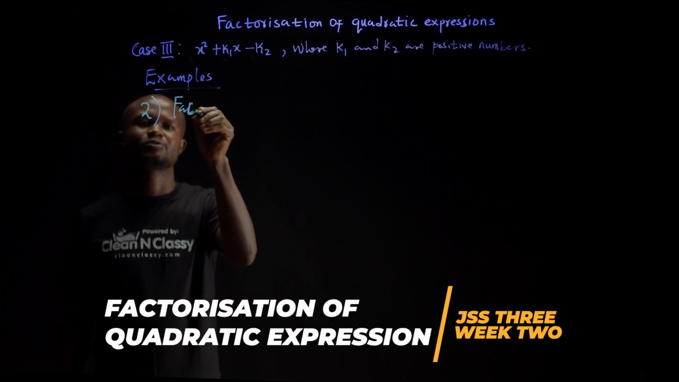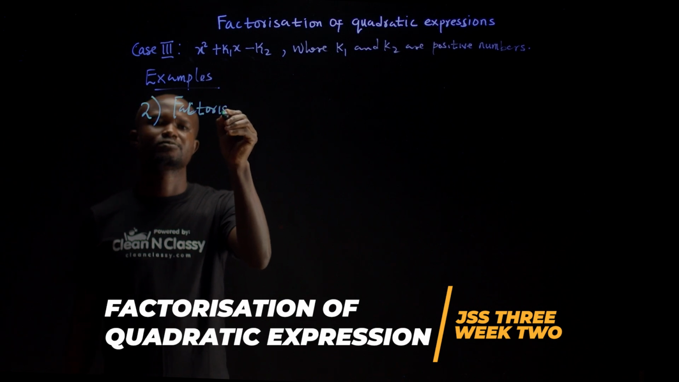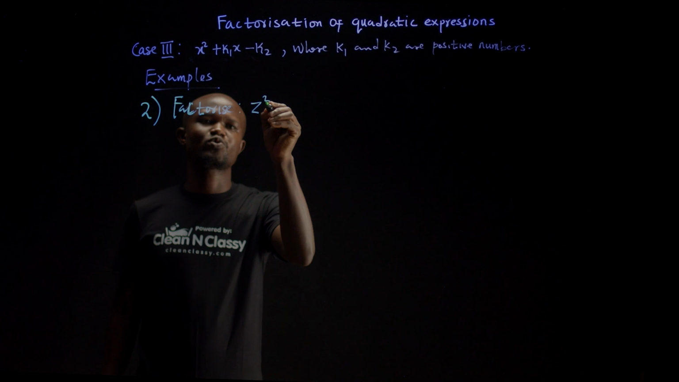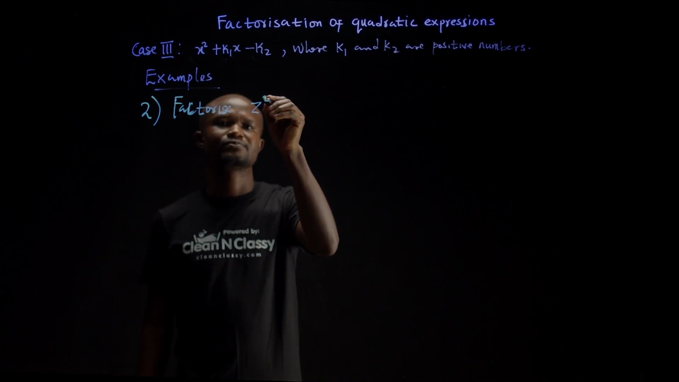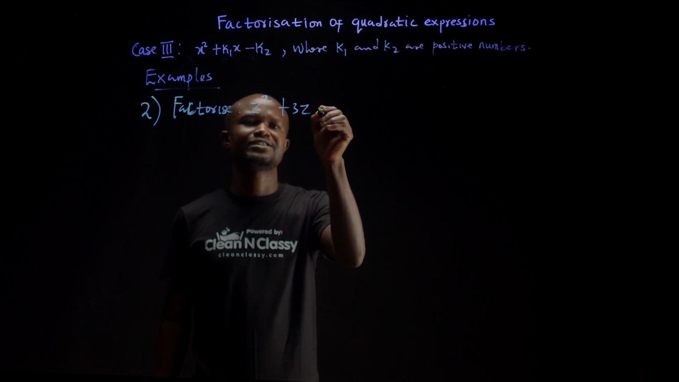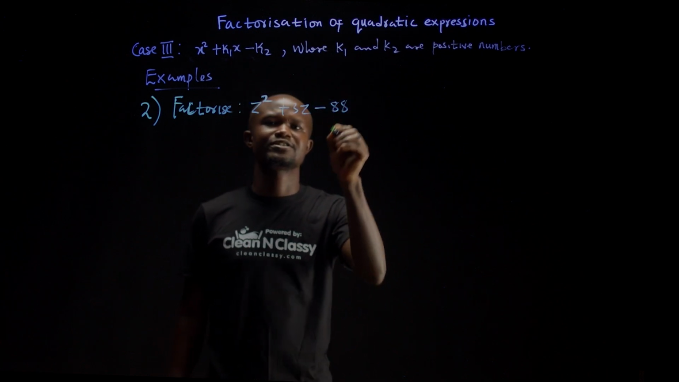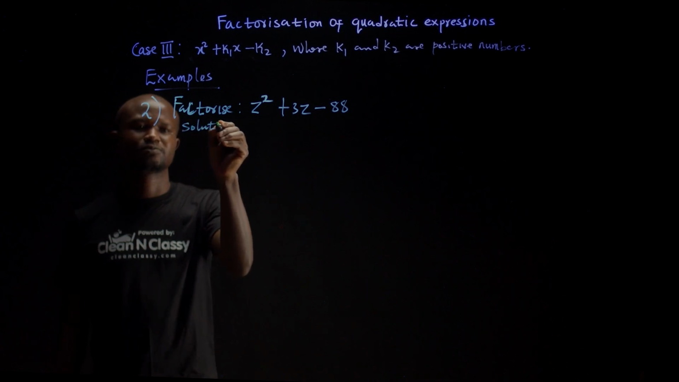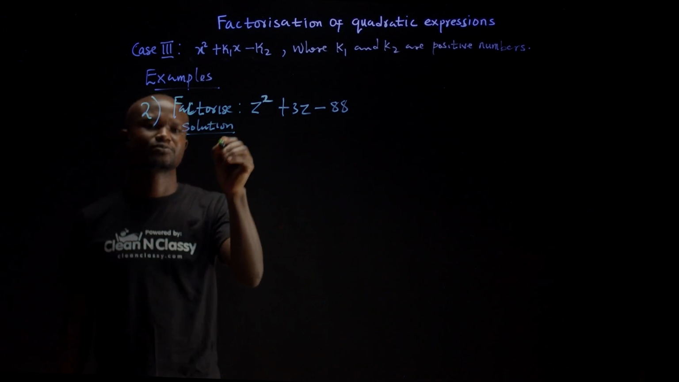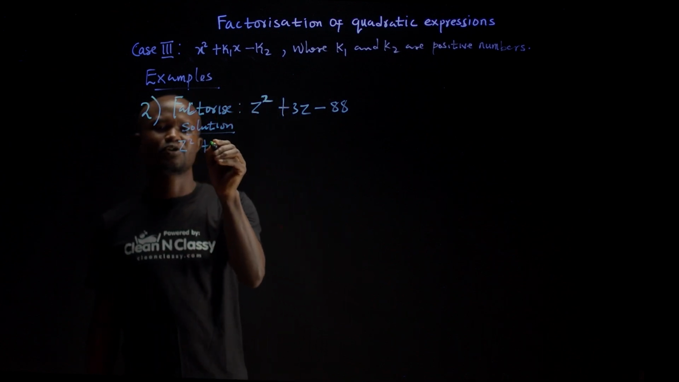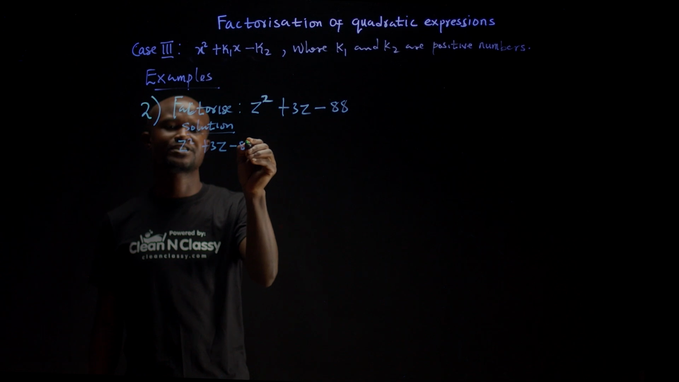Factorize z squared plus 3z minus 88. Solution. Now, we have z squared plus 3z minus 88.